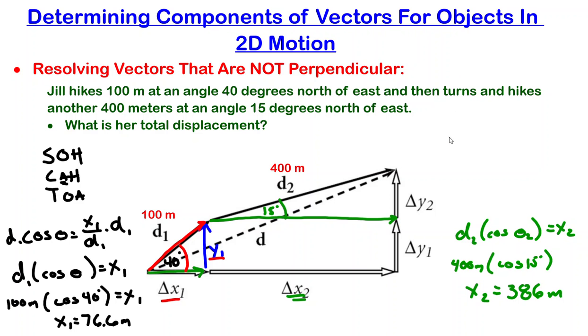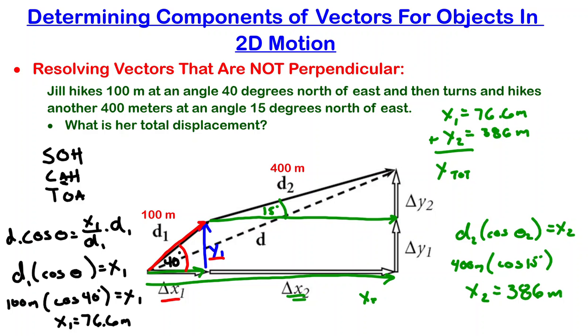Okay, so I should write these somewhere here. So x1 is equal to 76.6 meters. x2 is equal to 386 meters. And so those two together will give me x. If I add those, I end up with x total. And so x total is going to be this entire horizontal displacement, right? So 386 plus 76.6 gives me 463. So the total x displacement on this hike is 463 meters.